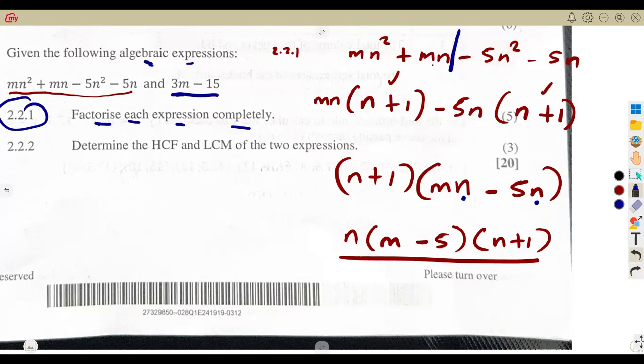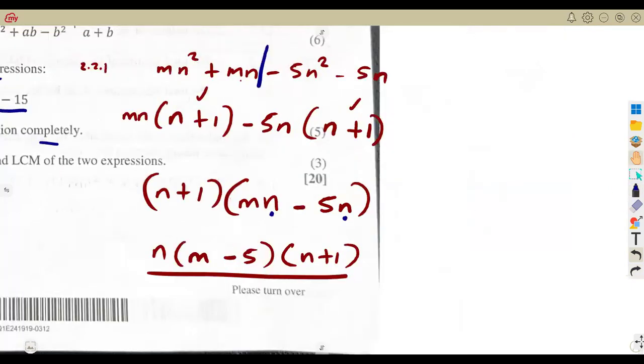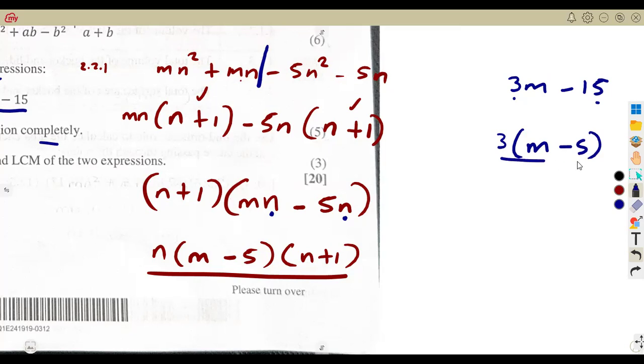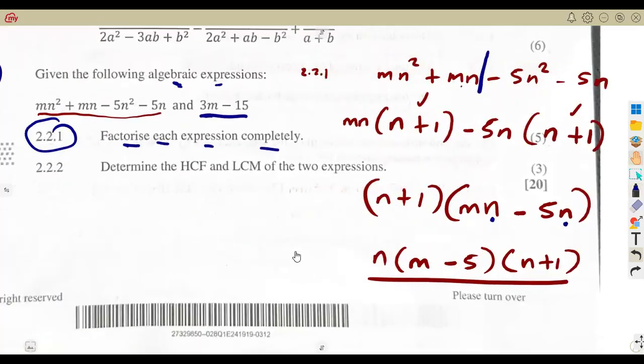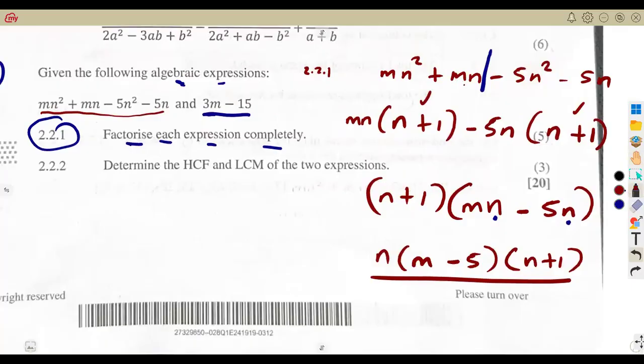And 3m minus 15. That's another one. So another one is 3m minus 15. This one is simply a linear expression. Factor out the highest common factor, which is 3. 3m divided by 3, that's m. Minus 15 divided by 3, that's a minus 5. All right. So this one is already done. It's already factorized. They just have to factor out the highest common factor.